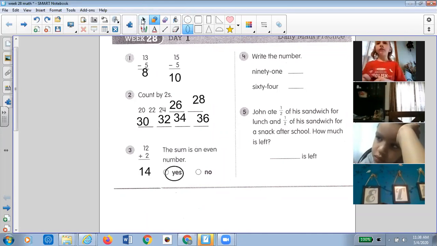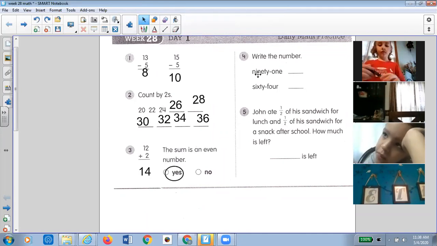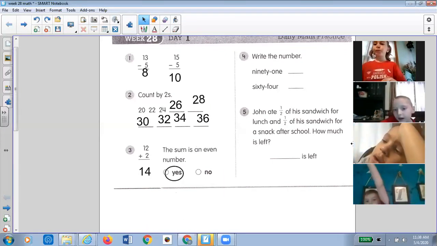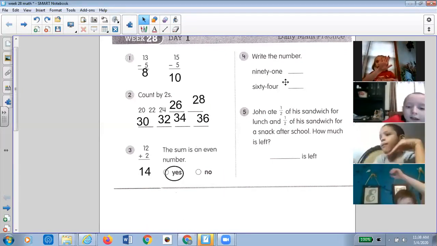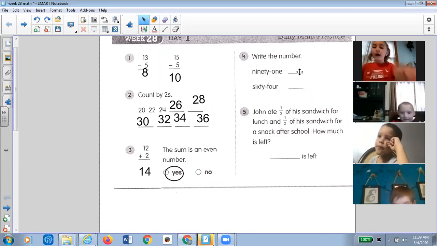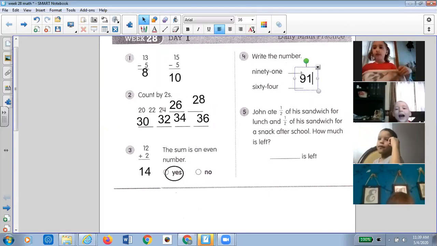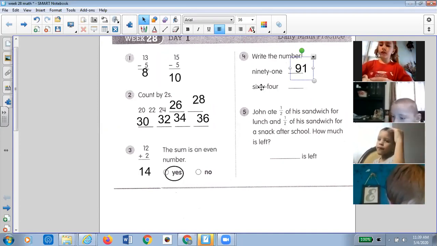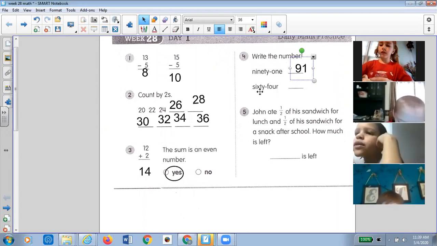All right, look at the number words. Who knows what number word this is? You can just raise your hand and tell me. You don't have to write it. Who knows what number word this is? Lily? 91. Good. Now look at the next one. What number word is this? Nolan, do you know this number word? 64. Very good. Yes, that is 64. Excellent.